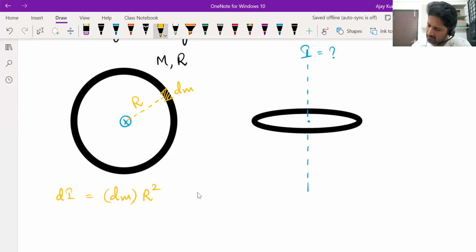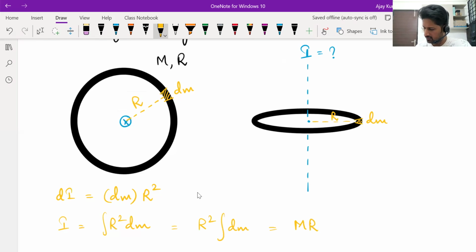You can visualize that in the other diagram also if you want. This element's mass is dm. It is at a distance r from the axis. So the moment of inertia it contributes is dm into r square, because mr square is the formula for the moment of inertia of a point mass. So the total moment of inertia of this ring becomes integral of capital R square dm. Capital R is the distance of every particle of the ring from the axis. So you can put it outside the integral, and integral dm becomes the total mass of the ring. Therefore, the moment of inertia of a ring about its own axis is simply mr square.